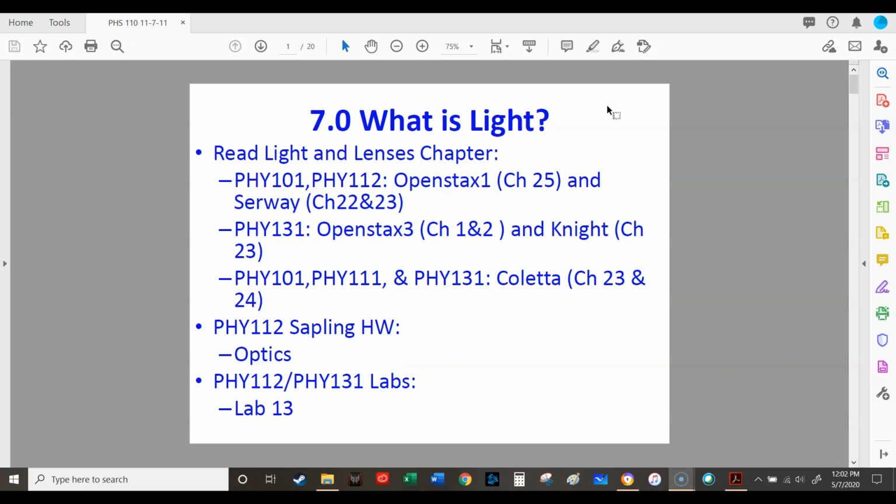This homework is going to be related to the optics homework assignment in Physics 112. And this is related to Lab 13 in the lab book.